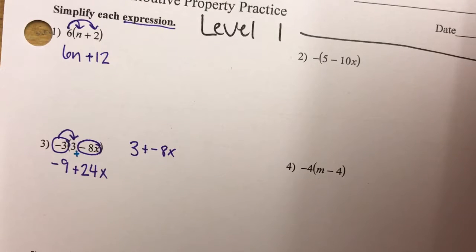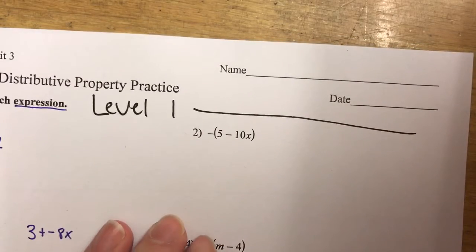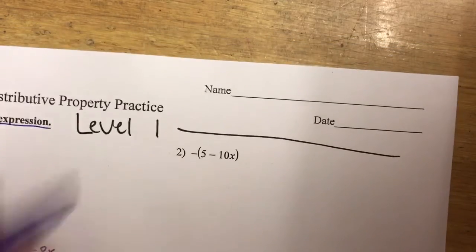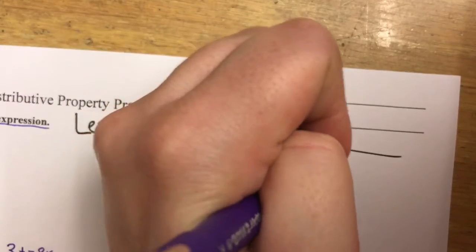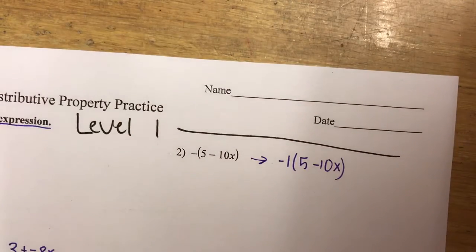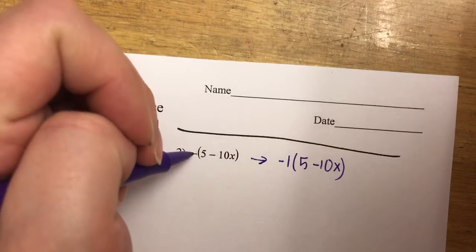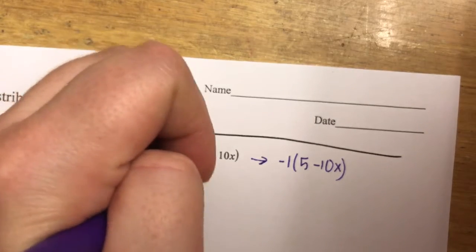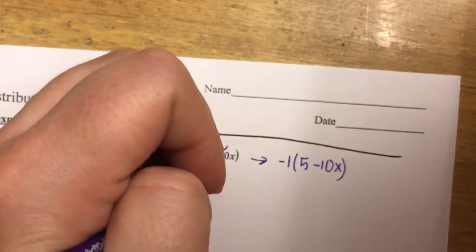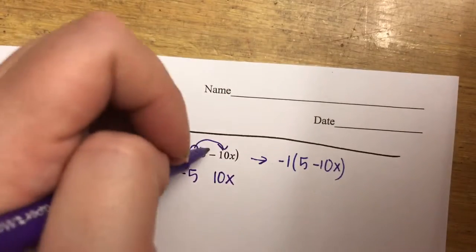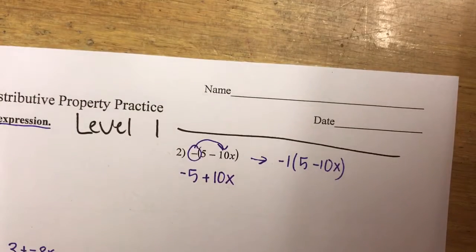You might run into a problem where you have just a negative sign on the outside, and that means the same thing as negative 1. So again, this problem looks like this. Negative 1 times the quantity of 5 minus 10x, except we don't write the 1 because it's redundant. So we just know it's there. So just multiplying this through would be negative times 5, negative 5, and then negative times negative 10x. Again, that's going to be a positive 10x. And then since there's nothing there, we put a plus.